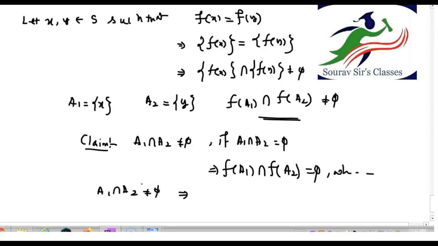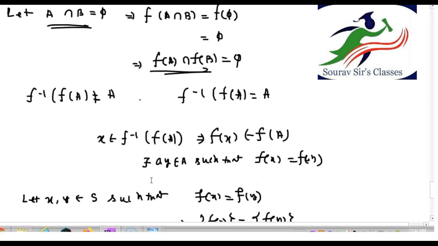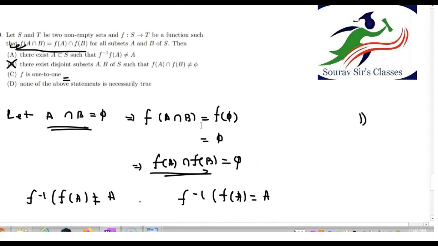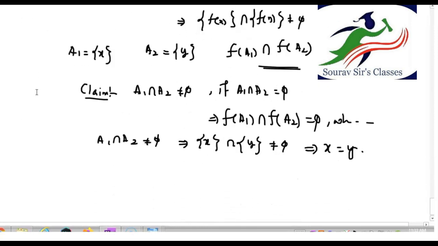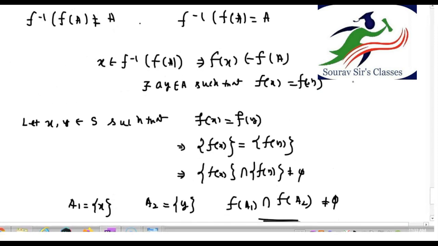If A1 intersection A2 is not equal to phi, what is A1? This is {x} and this is {y}. Not equal to phi, it will imply x is equal to y. Therefore f is injective, and hence option C is our correct option. And from this, I can remove f from both sides. It will give x equal to y. As we chose y belonging to A, it will imply x belongs to A.